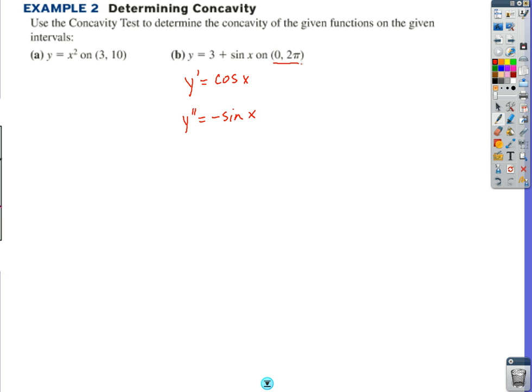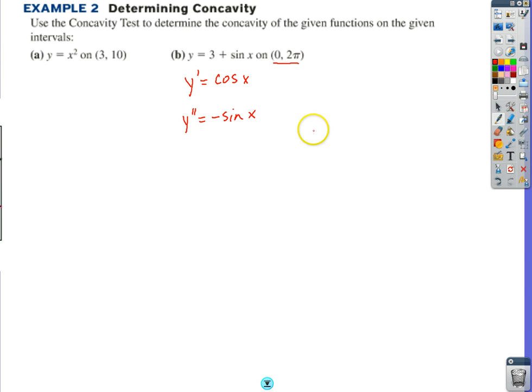So what do I need to know? I need to know when y double prime is 0, because if it's 0, I'll be able to tell when it is positive and when it is negative, because I know it switches someplace when it's equal to 0. So y double prime is 0 when sine of x is 0. Well, sine of x is 0 at 0 and at pi.